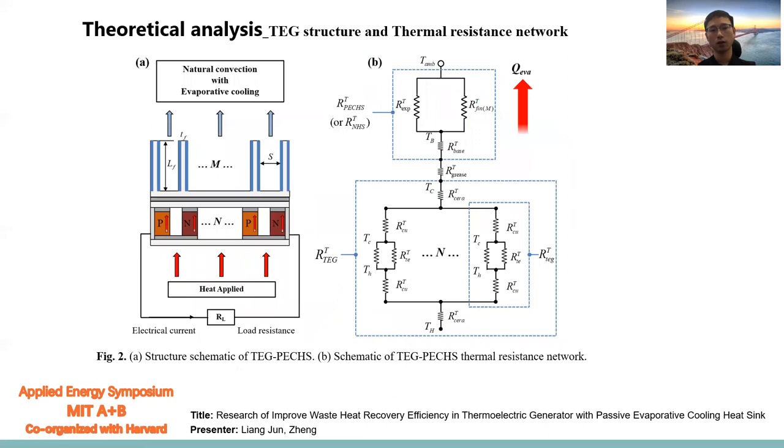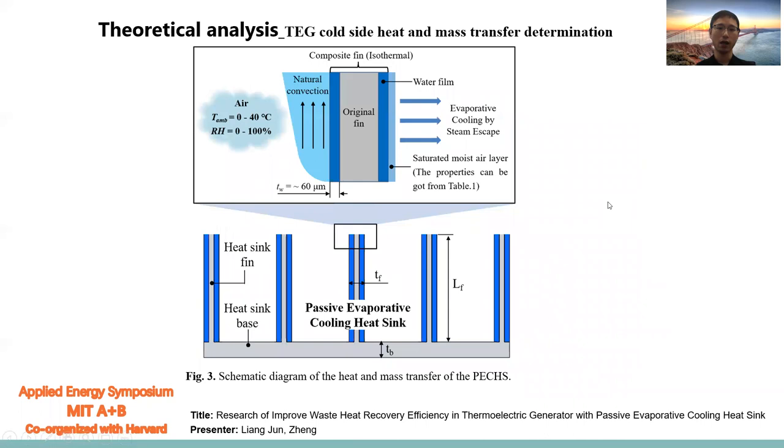This is the TEG structure and its thermal resistance network. We can find in the right figure that it introduces a new heat dissipation, which we call the evaporating cooling, QEVA. This is the passive evaporating cooling heat sink, which we call PECHS. The fin is a composite fin, but because the water film is very thin, we assume it is isothermal. On the fin, we have two functions: one is natural convection, and the other is evaporating cooling.